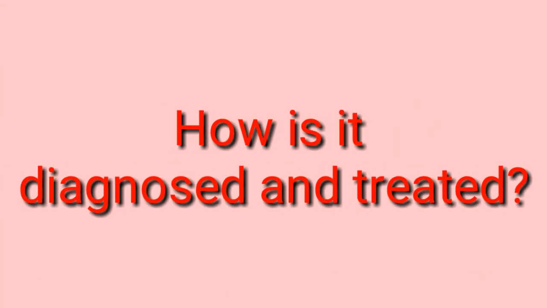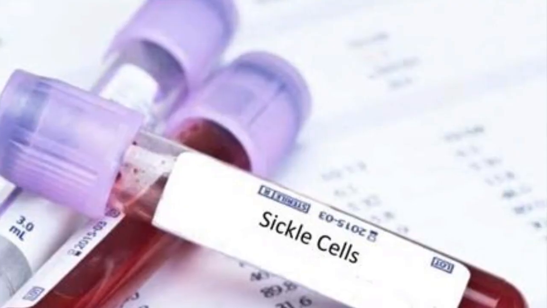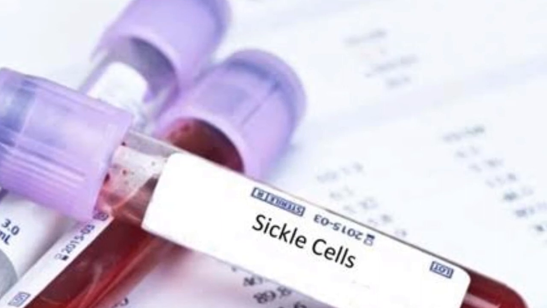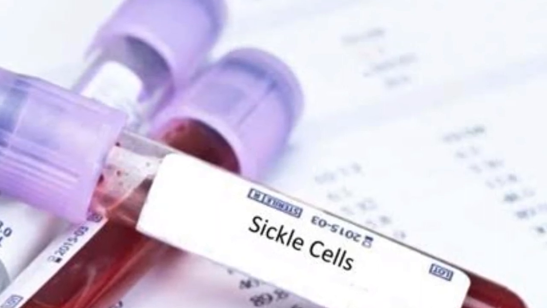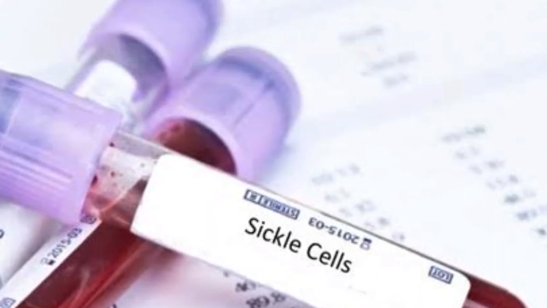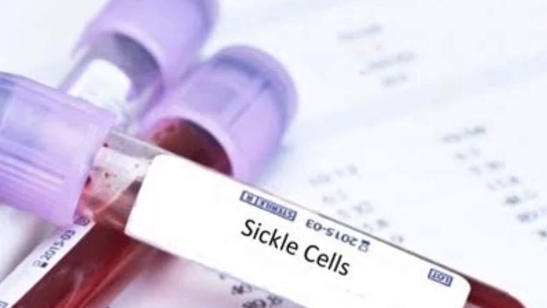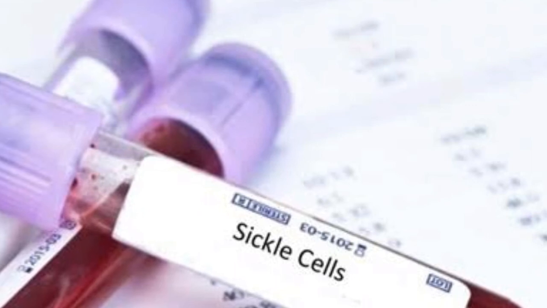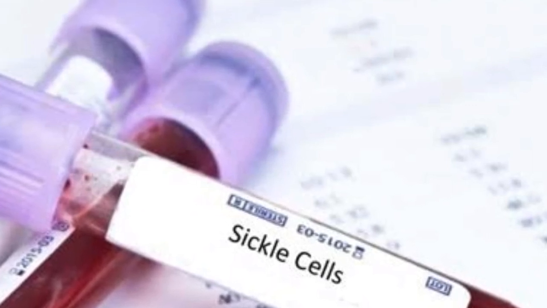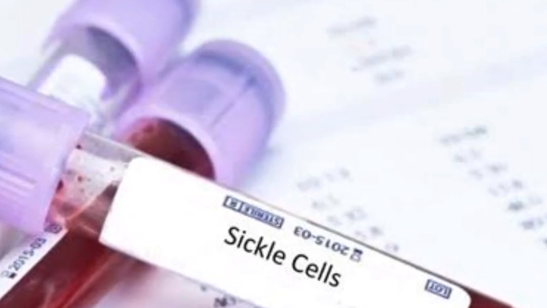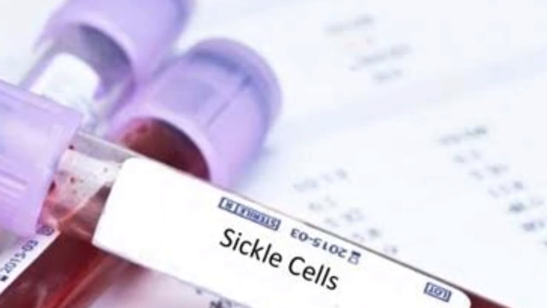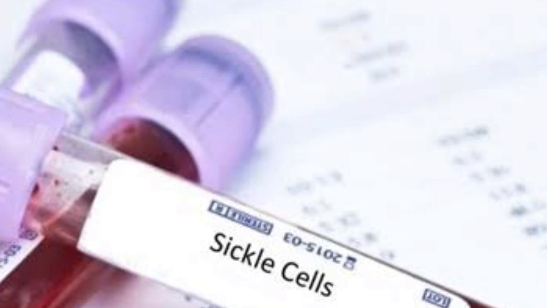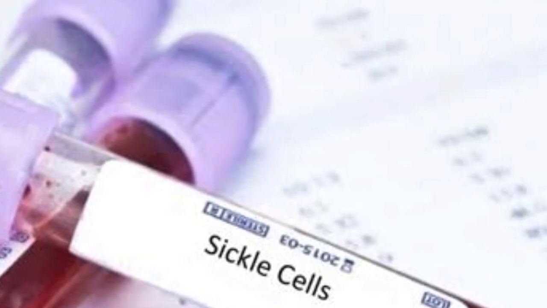How is it diagnosed and treated? Sickle cell is diagnosed mostly during pregnancy or at the time of birth. You are more likely to get the disease if there is a positive family history. A few tests are performed to diagnose sickle cell disease: complete blood count, hemoglobin electrophoresis to check for abnormal hemoglobin, urine analysis, acute infection, chest x-ray, acute pneumonia.